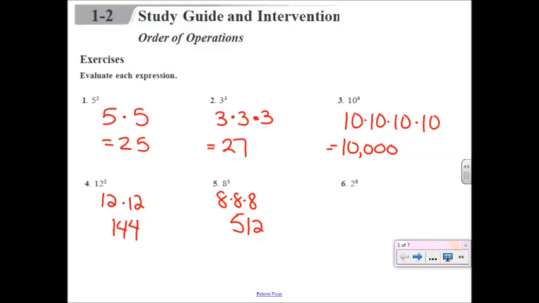2 to the 8th means 8 2's multiplied together. So 2 times 2 times 2 times 2 times 2 times 2 times 2 times 2. 1, 2, 3, 4, 5, 6, 7, 8 2's. And that is 256. 2 times 2 is 4, times 2 is 8, times 2 is 16, times 2 is 32, times 2 is 64, times 2 is 128, times 2 is 256.